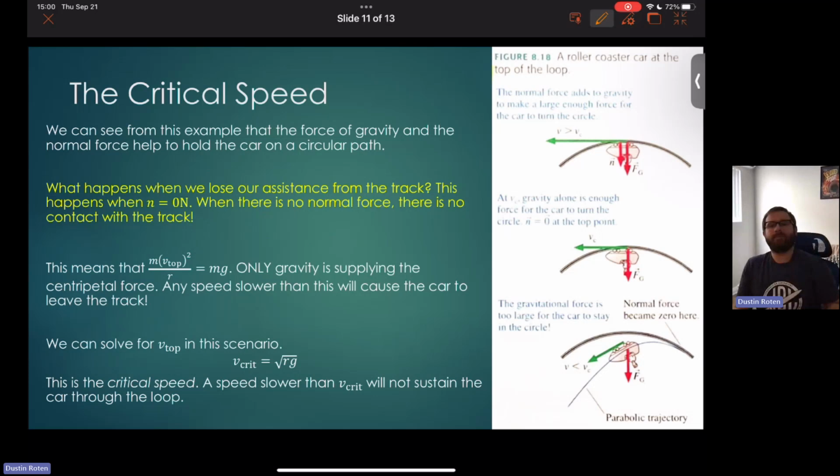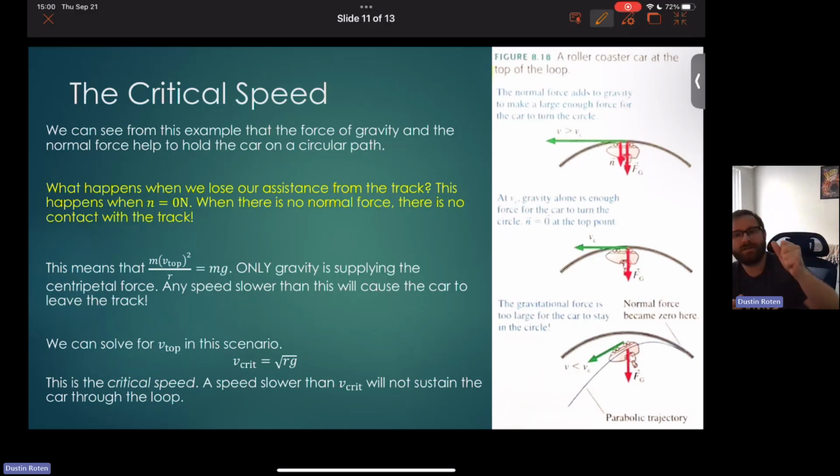All right. So now the question is, we can see from this example that the force of gravity and the normal force help hold a car in a circular path. But here's the key question. What happens when we lose our assistance from the track? Remember, the track is causing the normal force. Newton's third law, action, reaction. We're pushing against the track, it pushes back with the normal force.